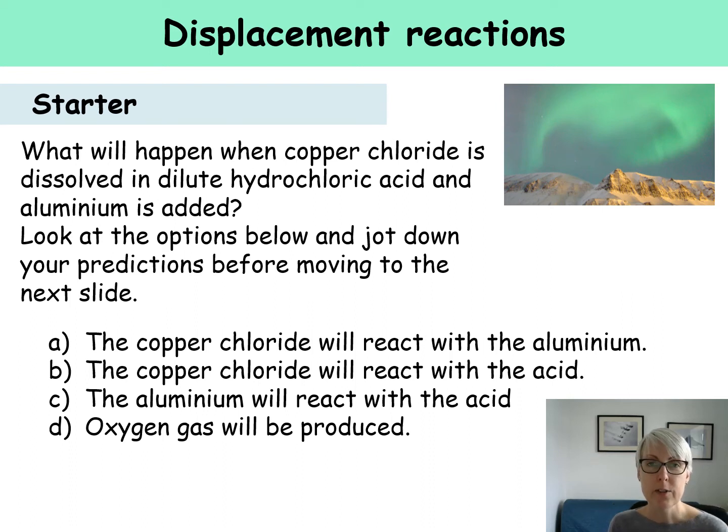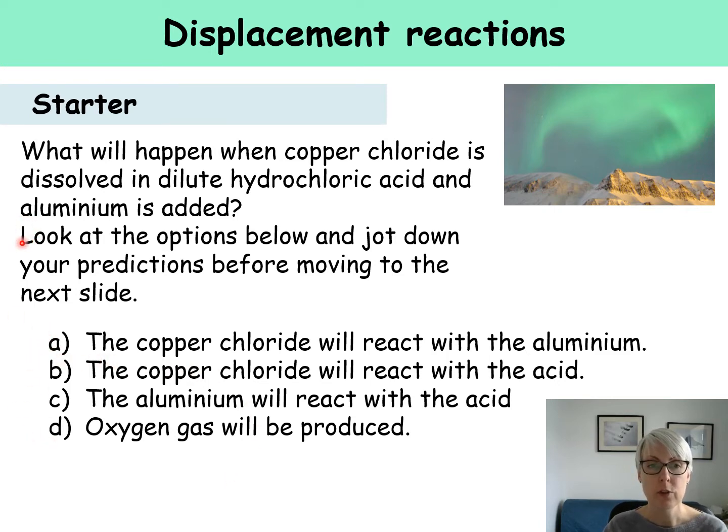Hi guys, so today's lesson is about displacement reactions, so that's your title for today. And I've got a bit of a starter question for you on the slide here, and that question is this: what will happen when copper chloride is dissolved in dilute hydrochloric acid and aluminium is added to it? I've got some options at the bottom of the screen down here.